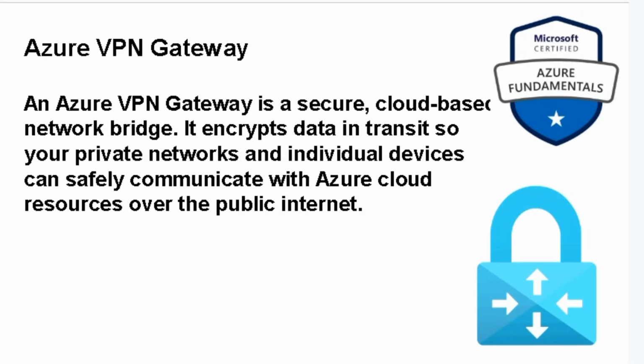Azure VPN Gateway. Think about this like a regular VPN, which secures your connections. It's going to encrypt your data between whatever you want to connect. But the term that we have for the AZ-900 is that an Azure VPN Gateway is a secure cloud-based network bridge. It encrypts the traffic so your private networks and individual devices can safely communicate with Azure cloud resources over the public internet. This is basically just a VPN, but the term that is used for Azure is Azure VPN Gateway.